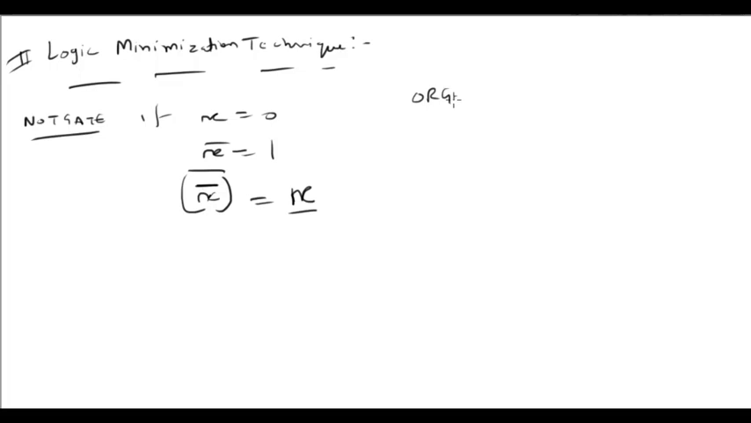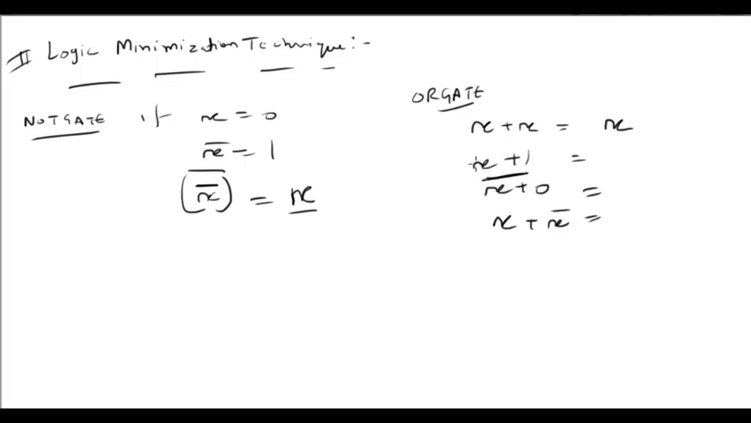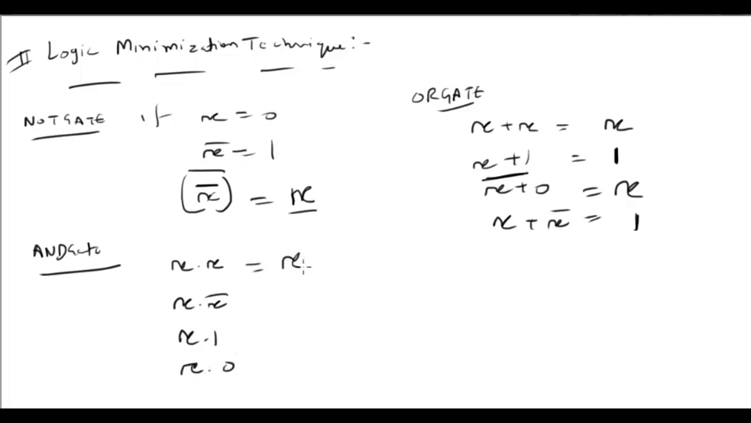Now we will see for OR gate. Here in OR gate, X plus X is equal to what? X plus 1, X plus 0, X plus X bar. Always X plus X is X, X plus 1 is always 1, students write that X plus 1 is X, but X plus 1 is always 1, X plus 0 is X, and X plus X bar is 1. Now we will see for AND gate. That is X dot X, X dot X bar, X dot 1, X dot 0. X dot X is X, X dot X bar is 0, X dot 1 is X, and X dot 0 is 0. Remember this.